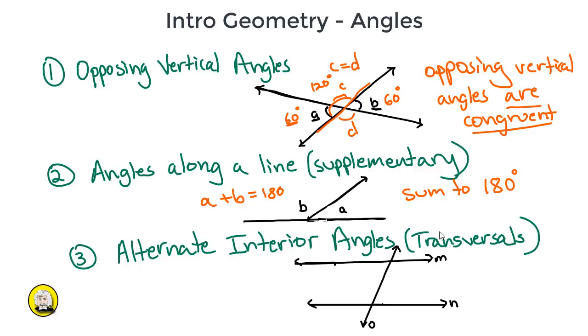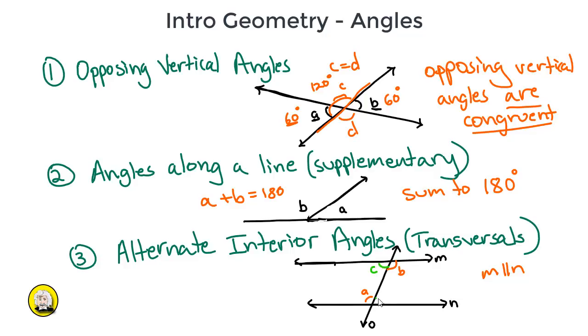Last but not least, alternate interior angles or transversals. Well, what do we mean by a transversal? Essentially, when M is parallel to line N, then any line that crosses over and intersects both of them, in this case O, forms the following angles: Angle A and angle B are alternate interior angles. They're on alternate sides of the transversal, and they're both inside the two parallel lines.